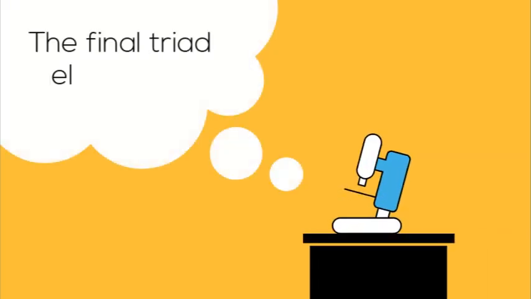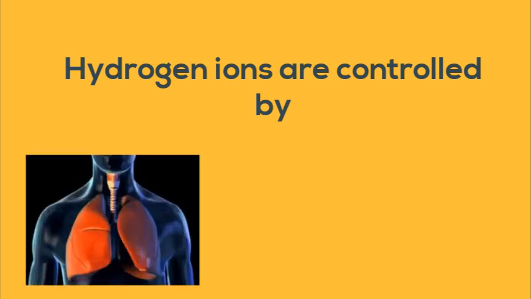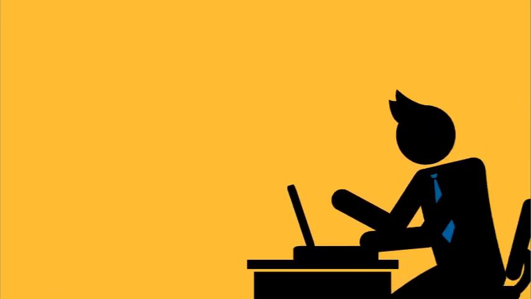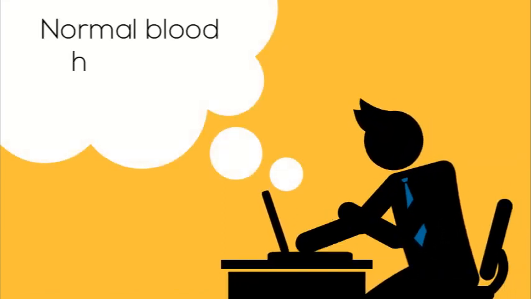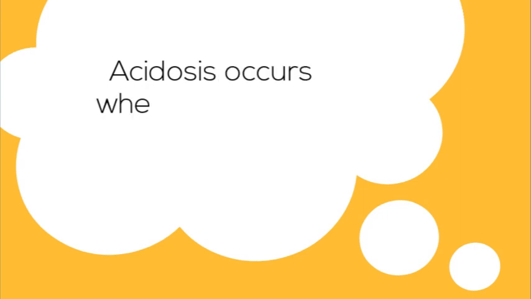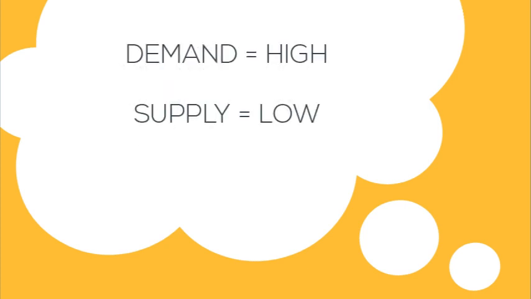Finally, let's take a look at acidosis. So just for another quick refresher, pH is related to the number of hydrogen ions that are in the blood, and this is controlled by both the pulmonary and the renal systems. A patient may be considered acidotic when their pH falls below 7.35, which basically means that there is an inadequate supply of oxygen to the tissues. The demand is high, but the supply is low.